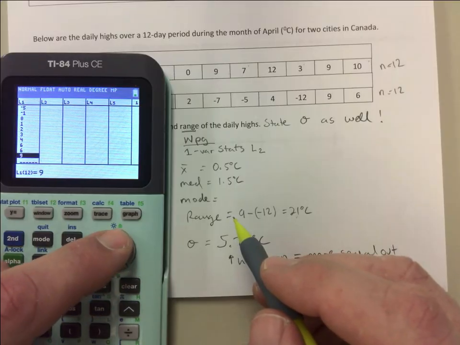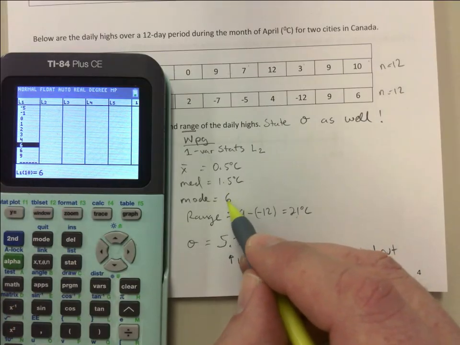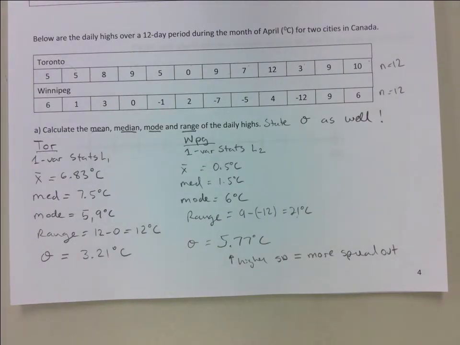What is the mode here? 6? 6. 6 shows up two times. So there we go. Let's do a plot now.